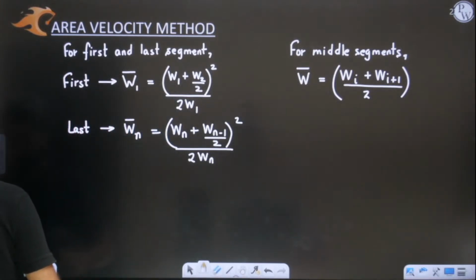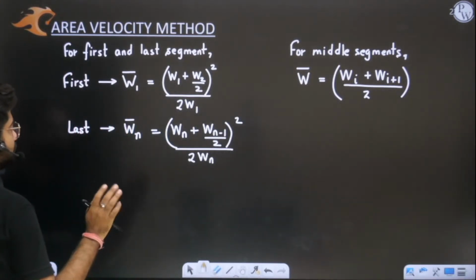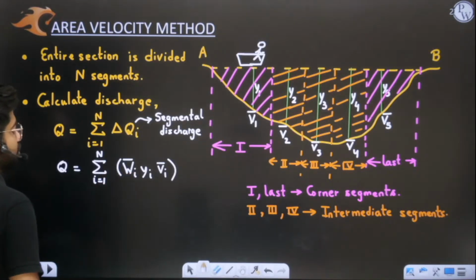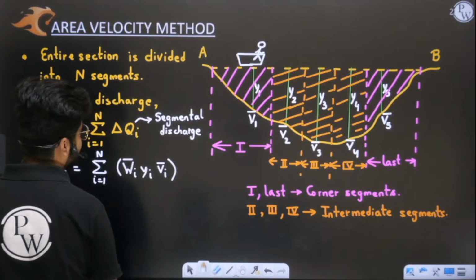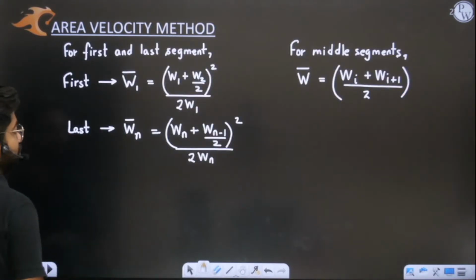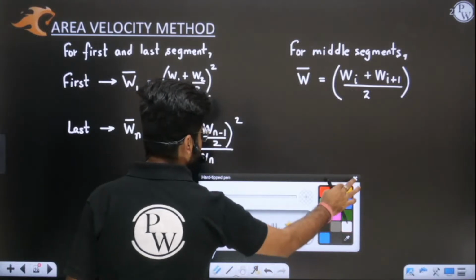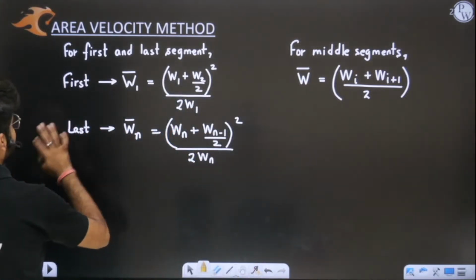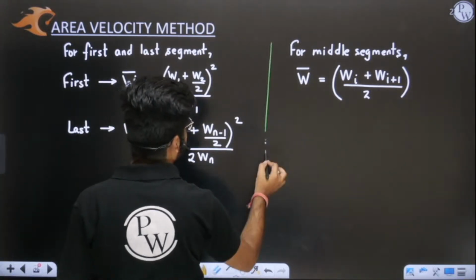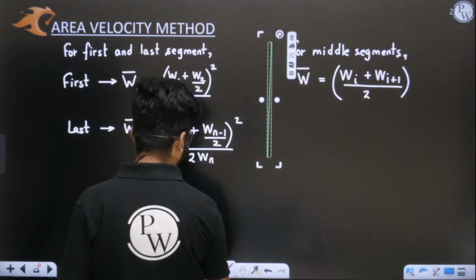After you have found out the width, multiply it by the corresponding depth and by the average velocity to get the segmental discharge. This is your first step. You have to do this, otherwise you will not be able to find your discharge.